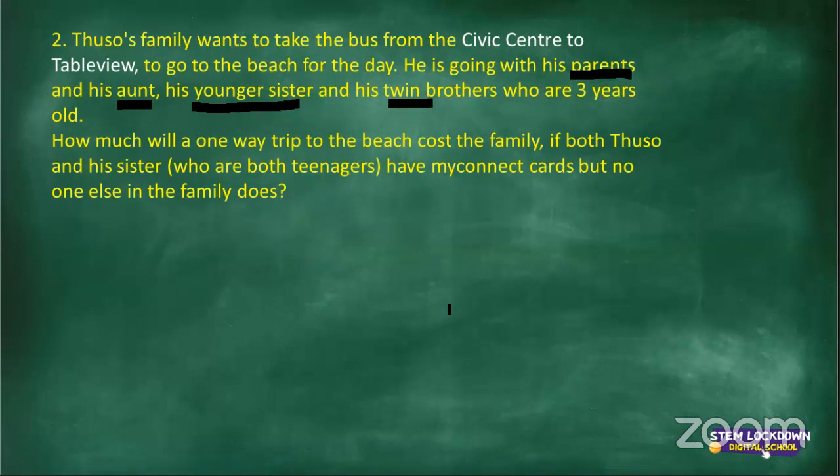How much will a one-way trip to the beach cost the family if both Thuso and his sister, who are both teenagers, have MyConnect cards, but no one else in the family does? So everyone else does not have a card except for Thuso and the sister. But they're going from where? From Civic Centre to Tableview. So we need to calculate how much the one-way trip will cost everyone.